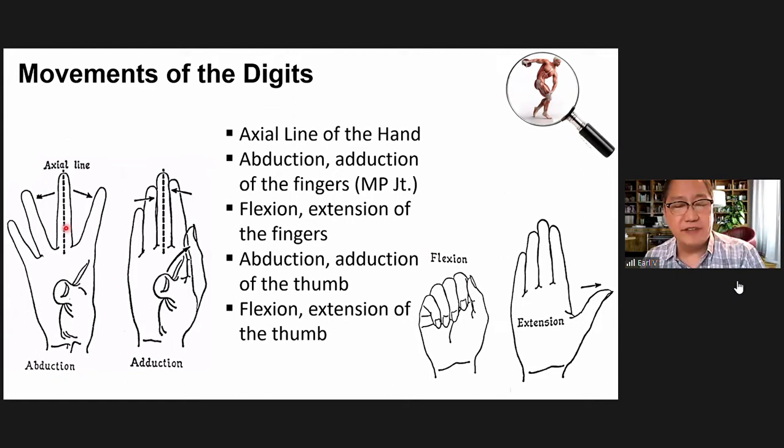Regarding the fingers, try to imagine there's an axial line nasa middle finger. For the finger motion ito, put it in your imagination, there's an axial line of the middle finger. And anything that's going outside from the middle finger is the finger abduction. So ganito ito. Pag gumanon, that's finger abduction.